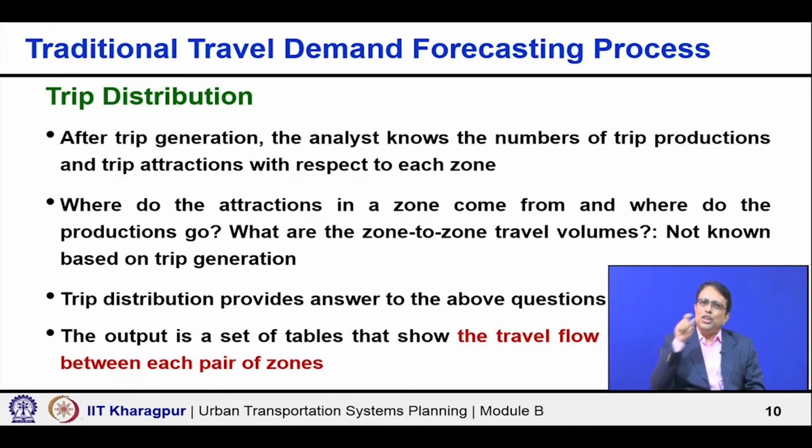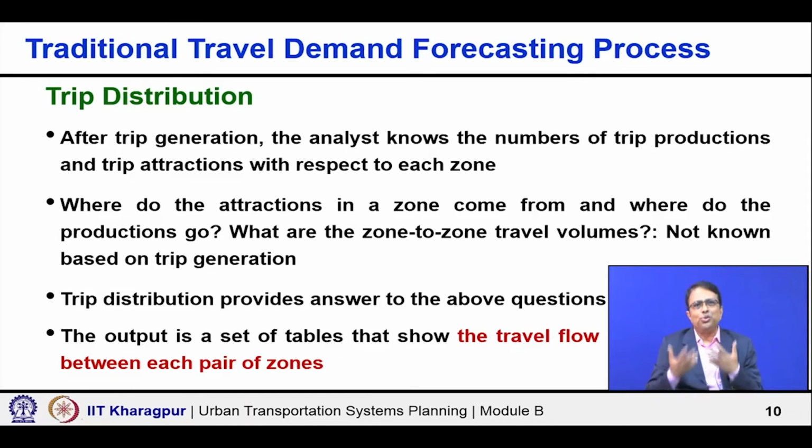So that if you add all the cells in a row for each zone, you get the row total you have estimated from the trip generation, and if you add all the cells in a column, the sum should give you the column total, which is the attraction you have estimated from the trip generation. So, trip generation gives me the row totals and the column totals, but not the individual cells. Distribution gives us the individual cells.